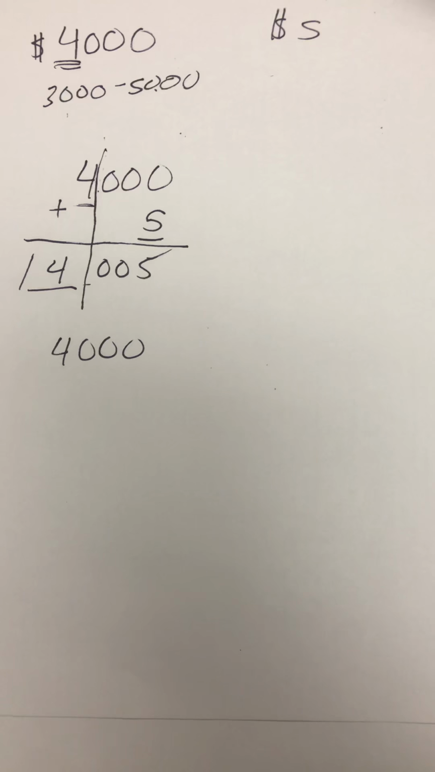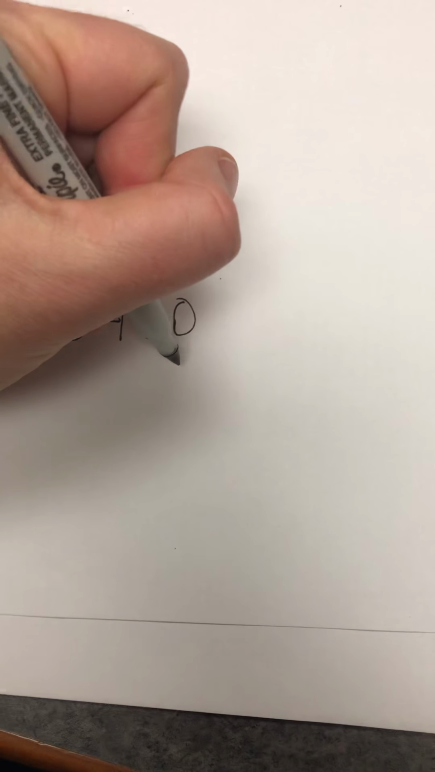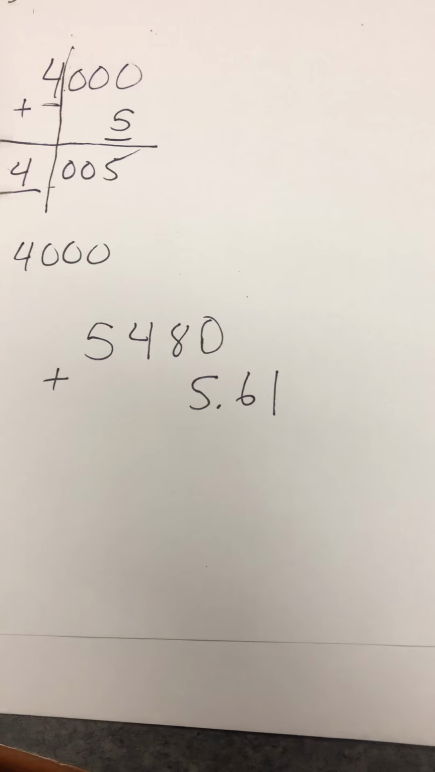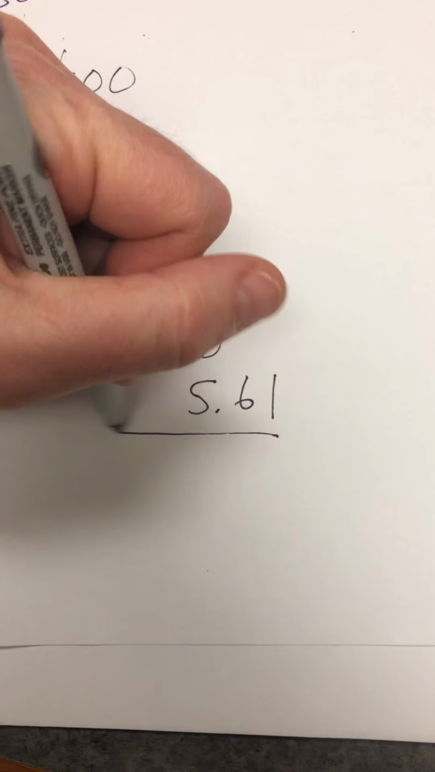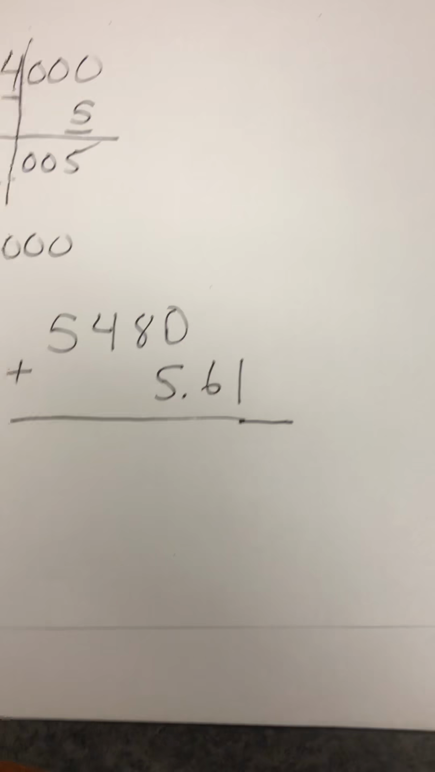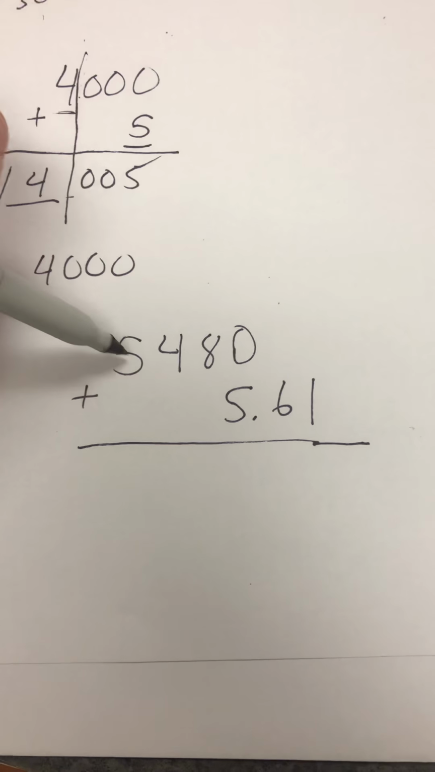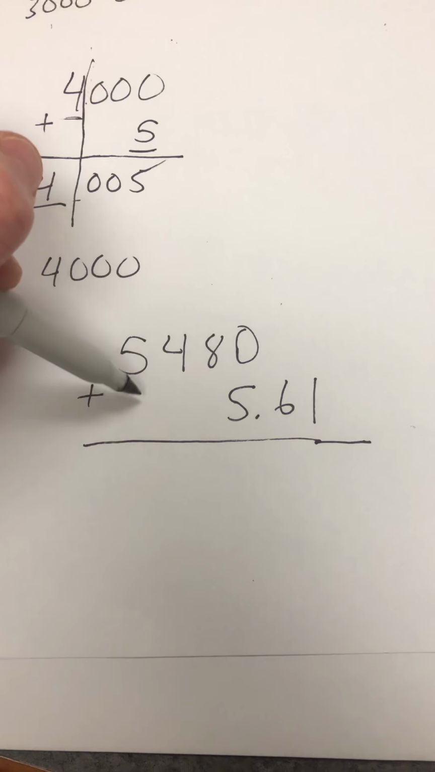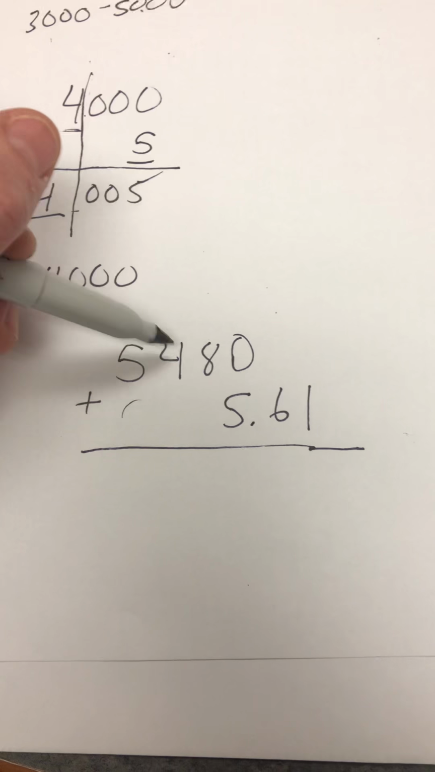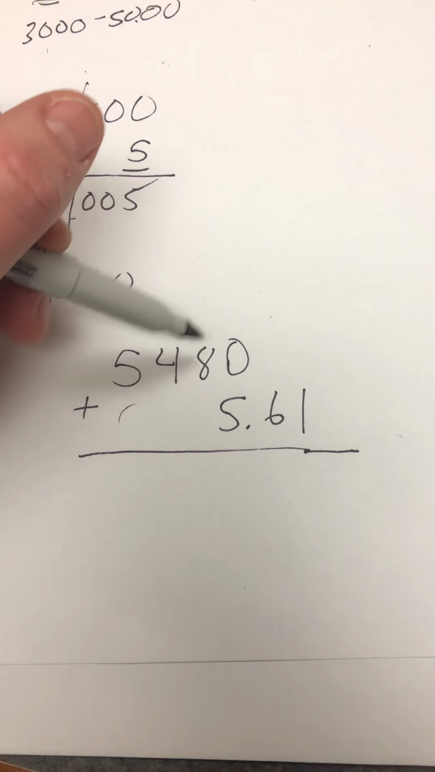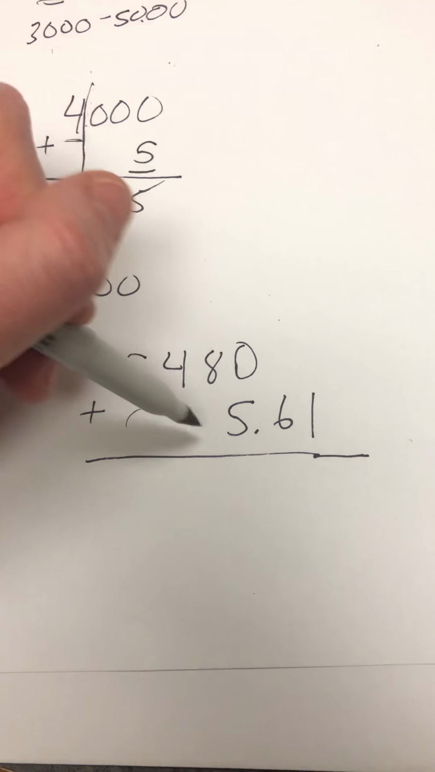Now if we do something a little more, let's say, complex, so let's say 5,480 plus 5.61, and we want to add these two up. Assuming that these are both measurements, going from left to right, we know everything in the thousands place. We know that this one is a 0. We can assume it's a 0. We know everything in the hundreds place. We know everything in the tens place, because this again is assumed 0.